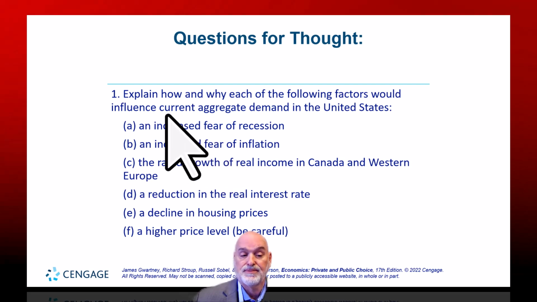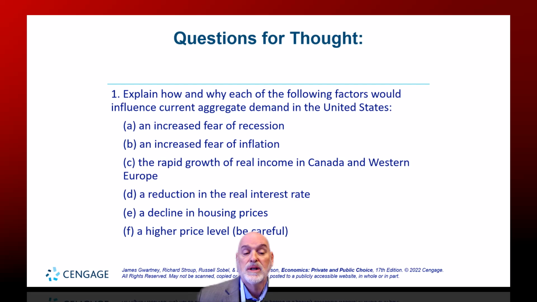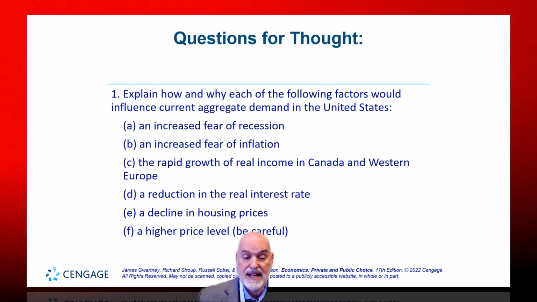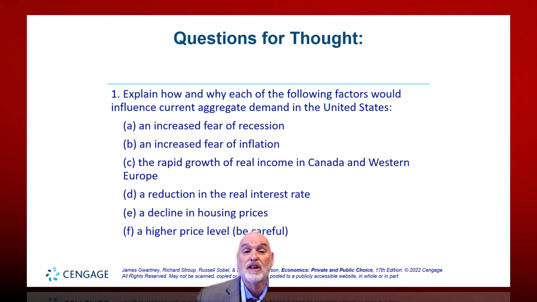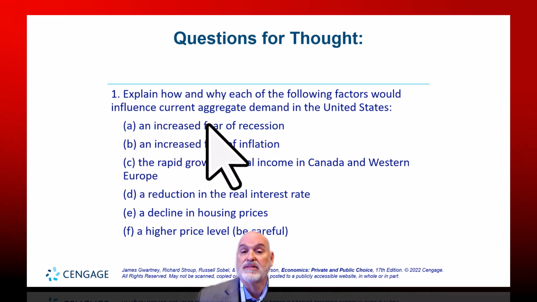Questions for thought. Number 1, explain how and why each of the following factors would influence current aggregate demand in the United States. A, an increased fear of recession. B, an increased fear of inflation. C, the rapid growth of real income in Canada and Western Europe. D, a reduction in the real interest rate. E, a decline in housing prices. Or F, a higher price level. Be careful.